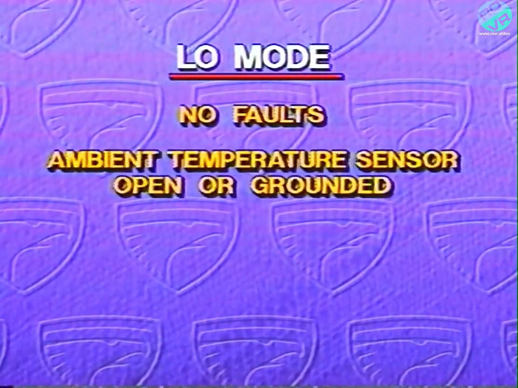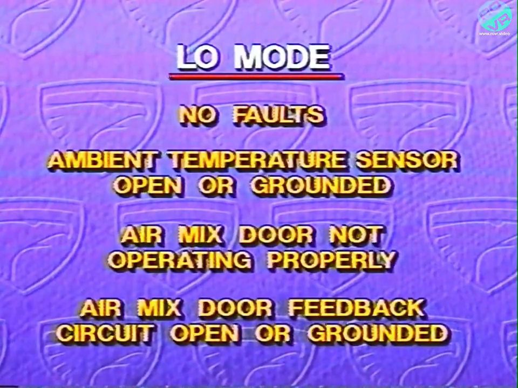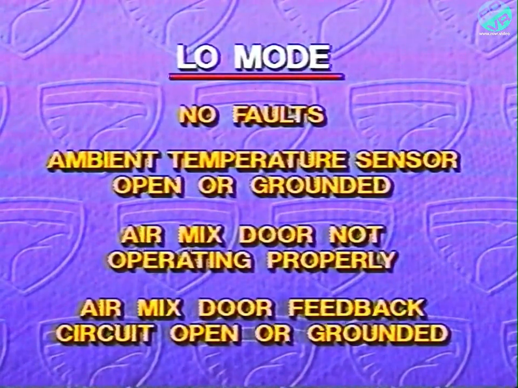In the low self-diagnostic mode, the climate control display mode lights can indicate no faults in the circuits checked, or they can indicate faults that are a result of an ambient temperature sensor circuit open or grounded, an air mix door that is not operating properly, or an air mix door feedback circuit that is open or grounded.